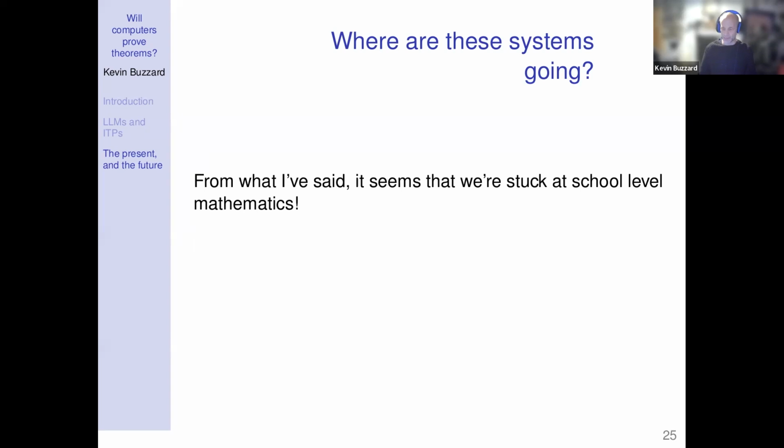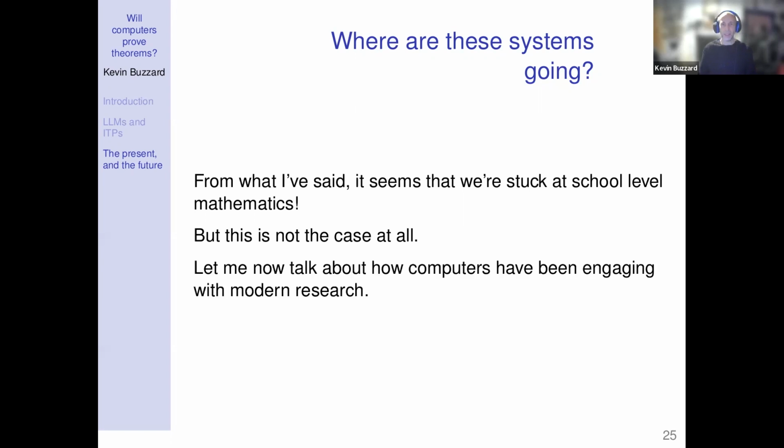And so from what I've said so far, you might guess that we're stuck at school level mathematics, because the vast majority of the successes I've pointed out have been at that kind of level of mathematics. But actually, that's not the case. We have seen some spectacular examples of computers engaging and helping at a much higher level. So in the next part of my talk, I'm going to give you some examples of how computers have been engaging with modern mathematical research.